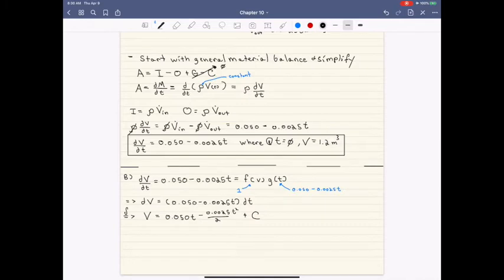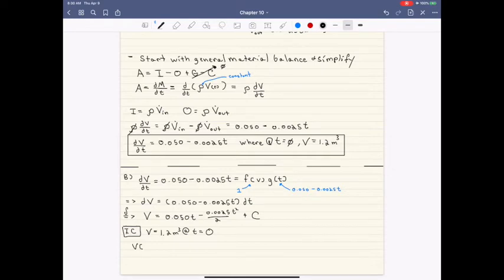Okay? And so we have an expression that describes the volume as a function of t, but we still have this unknown constant here on the right-hand side. To figure out what that constant is, I now want to apply the initial condition. Our initial condition says that the volume of the water in the tank is equal to 1.2 meters cubed at time equal to 0. So let's apply this condition to our equation here.